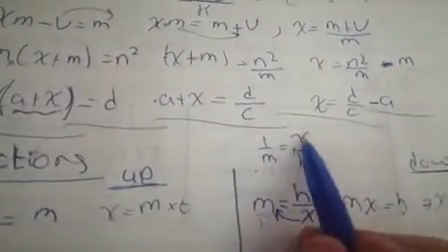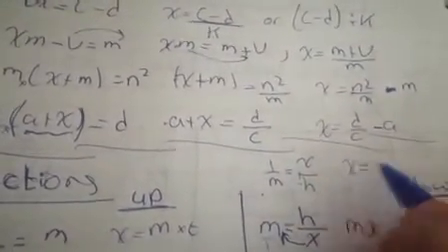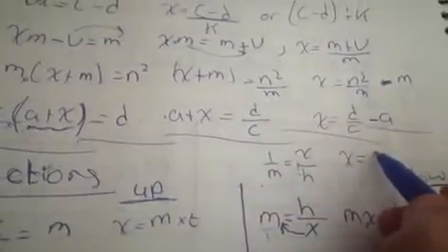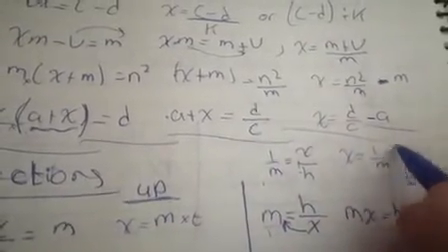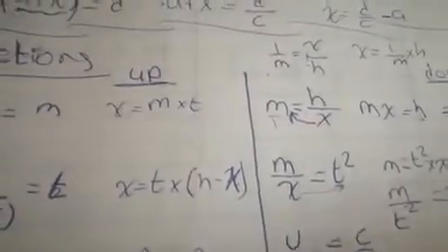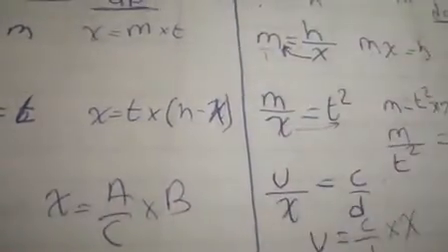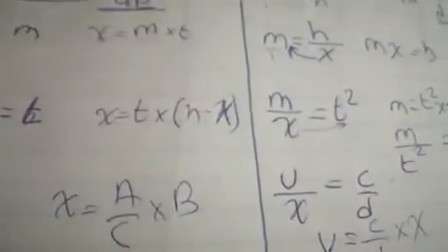Now the x is up. How to make it alone? Move the h to the other side. So x equal, it is divided, it will be multiply, 1 over m times h, which is h over m, the same answer. Okay. For example, in this one, it will be x over v equal d over c.